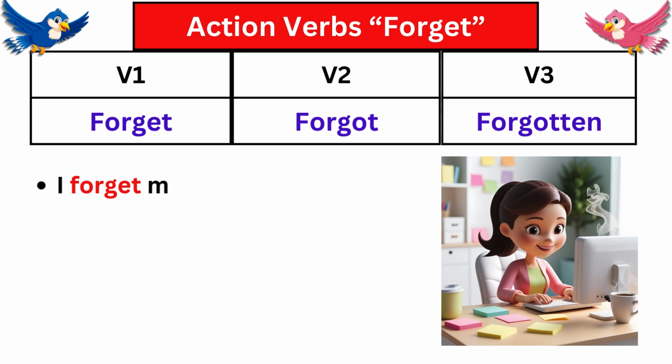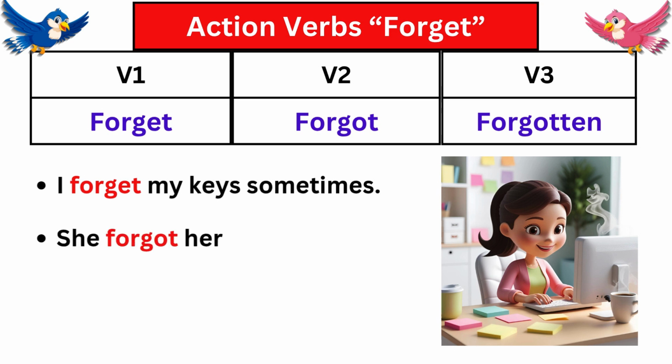V1, present simple: I forget my keys sometimes. This means it happens regularly. V2, past simple: She forgot her homework. This happened in the past.